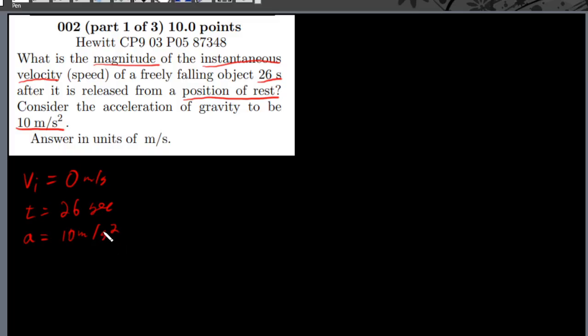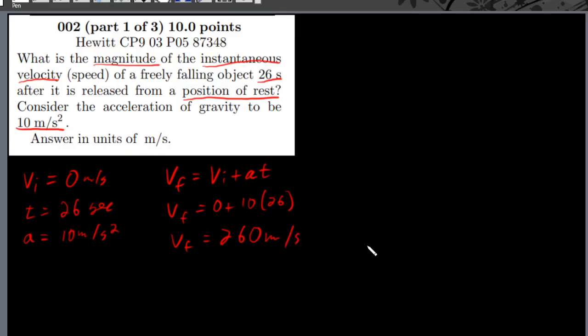All right, so there are two ways to do this. You can either use the formula VF equals VI plus AT and say, okay, my final velocity is equal to 0 plus 10 times 26, which would be 260 meters per second.